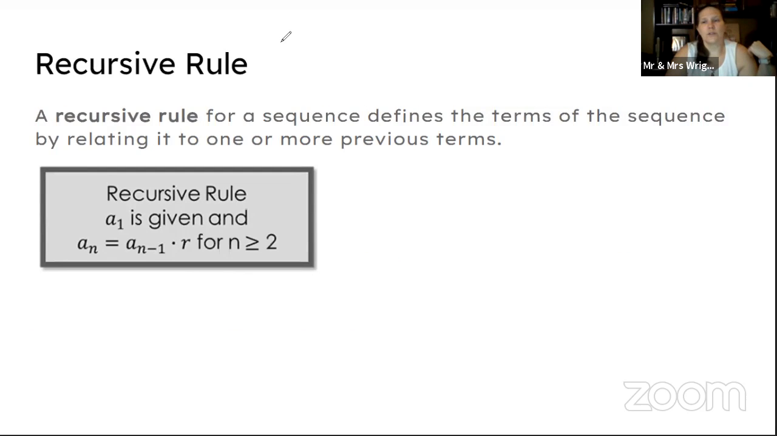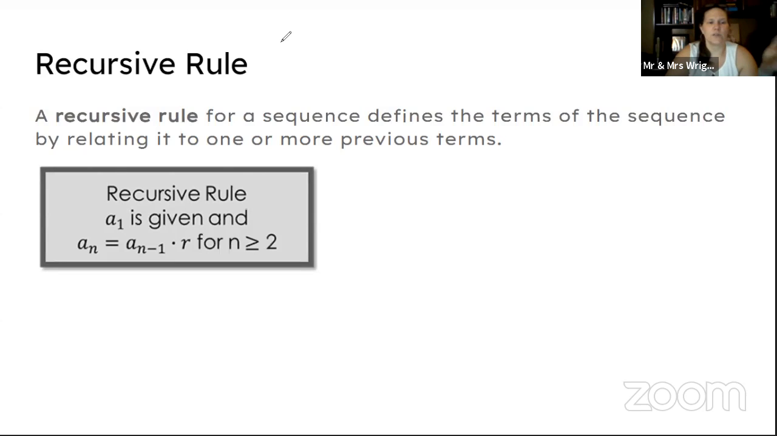So now we're going to look at the recursive rule. The recursive rule is, remember, determined based on the term before it. So for the recursive rule, you not only have to have the equation written, but you have to be given a term.